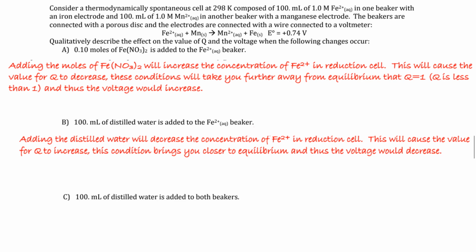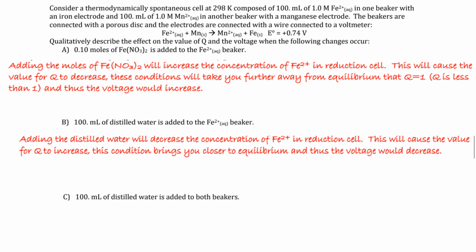Adding distilled water to the iron 2 beaker. Adding distilled water will decrease the concentration of Fe2+, and this will cause the value for Q to increase, and this condition will bring you closer to equilibrium, and thus your voltage would decrease.